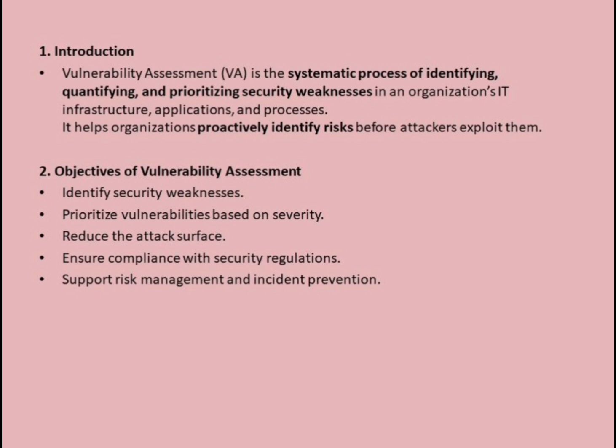Support risk management and incident prevention. VA is an essential part of risk management. By identifying vulnerabilities early, organizations can fix them before they turn into incidents. This proactive approach saves time, money, and reputation. Example: if a hospital finds a vulnerability in its patient database and fixes it before hackers exploit it, they prevent a potential data breach that could harm patients and damage trust.